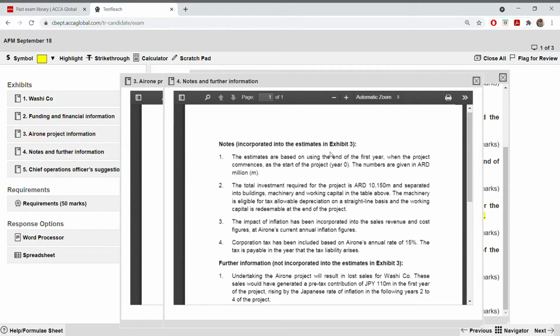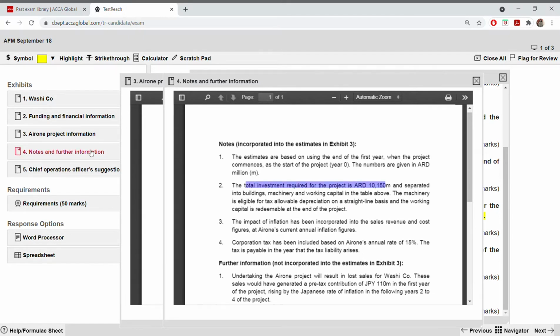So notes which are incorporated, what is it? Estimates are based on using the end of the first year when the project commences, so the end of the first year they are taking as the start of the project. Okay, numbers are given in AD millions. The total investment required is 10,150.